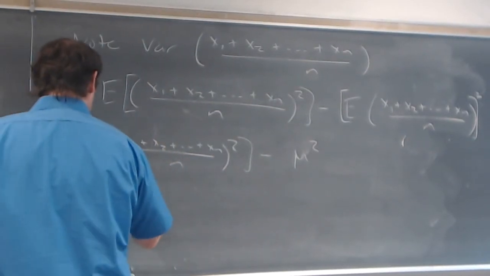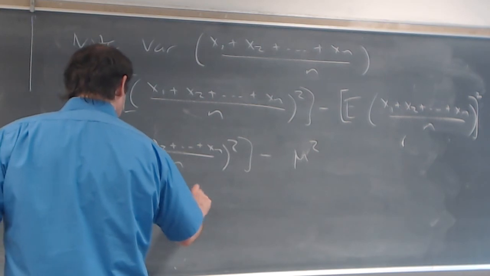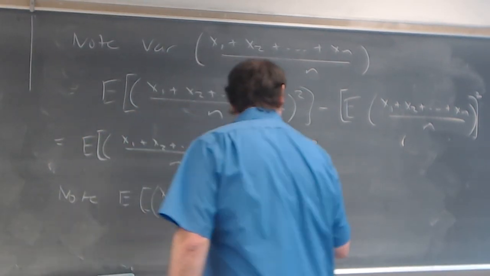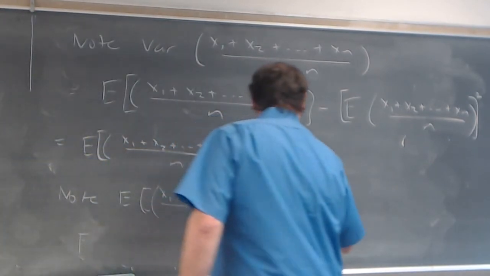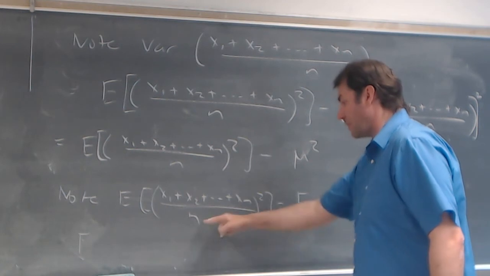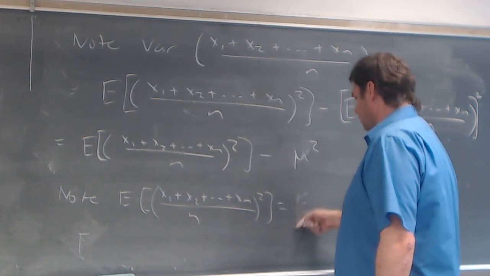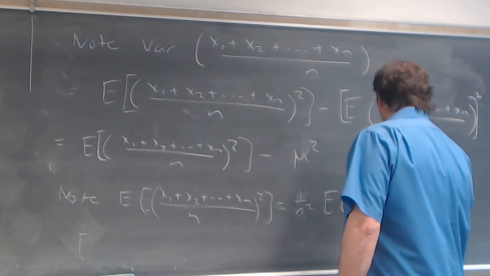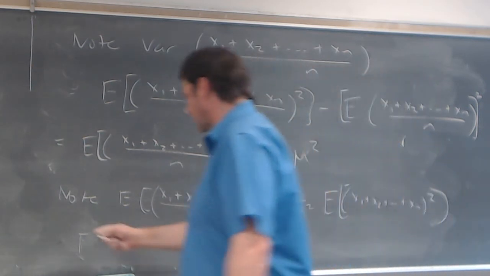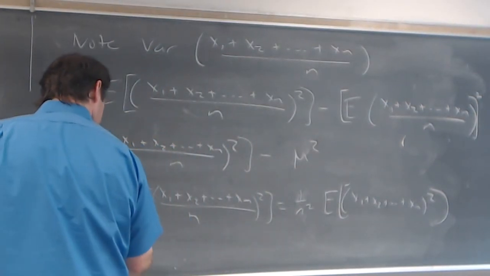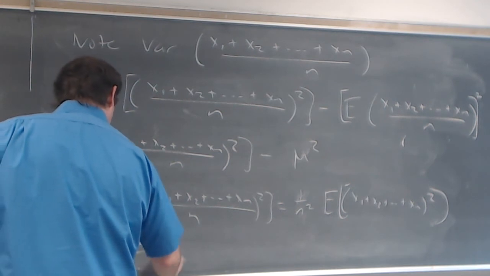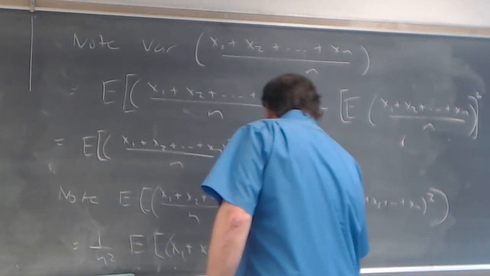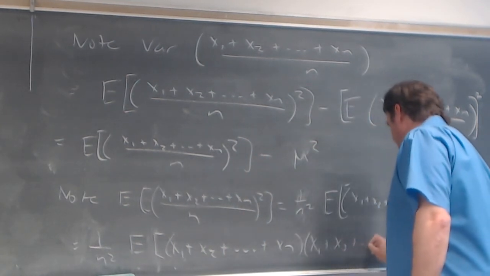Note, the expected value of ((x1 + x2 + ... + xn)/n) squared equals, well, it has the top being squared and the bottom being squared. The bottom's a number, so when it's squared, it's 1 over n squared that can be pulled out front. Expected value of (x1 + x2 + ... + xn) squared. So this is equal to 1 over n squared times the expected value of (x1 + x2 + ... + xn) times (x1 + x2 + ... + xn).